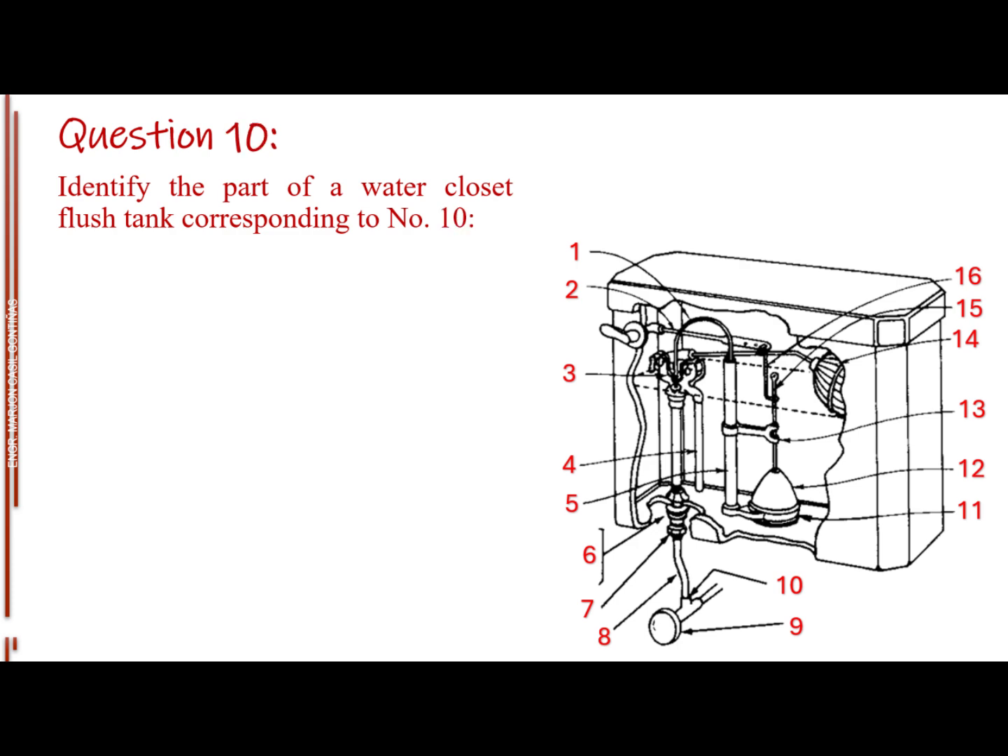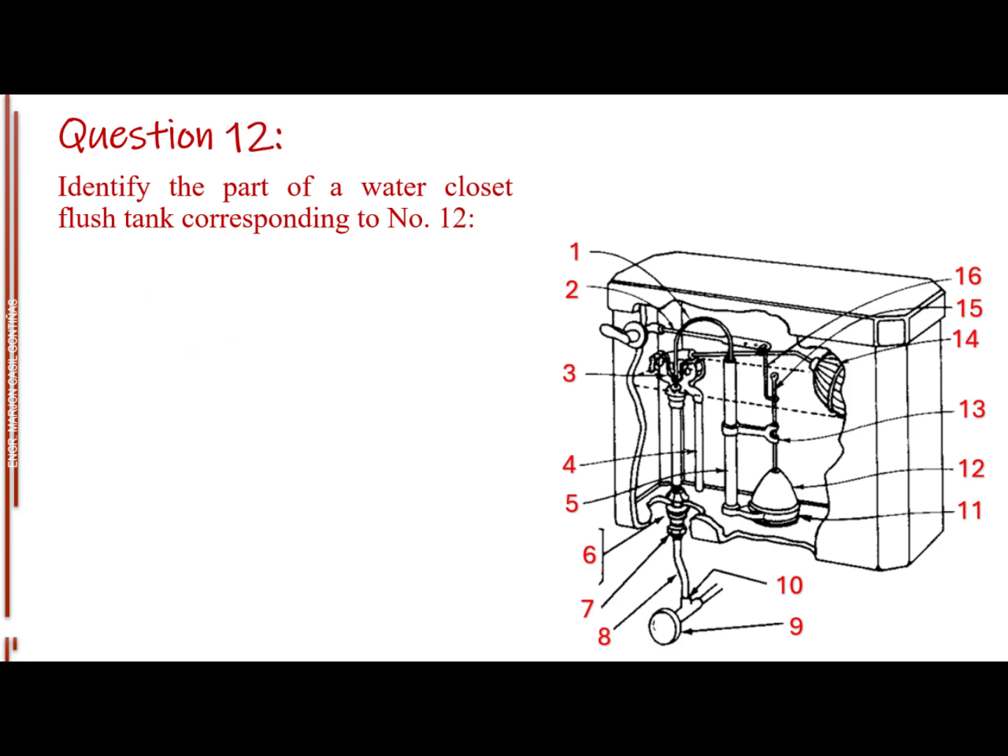Question number 10. Identify the part of a water closet flush tank corresponding to number 10. The answer is compression nut. Question number 11. Identify the part of a water closet flush tank corresponding to number 11. The answer is flush valve.